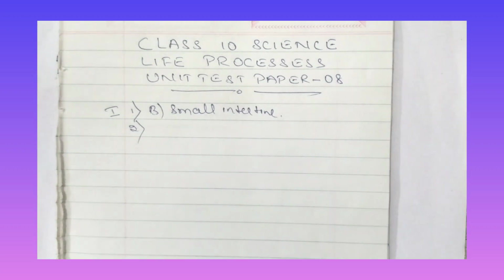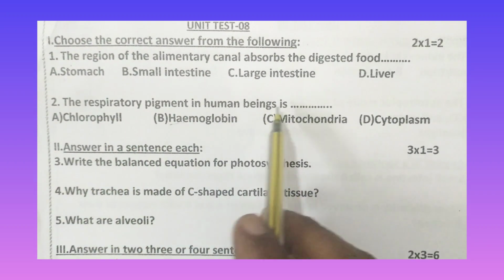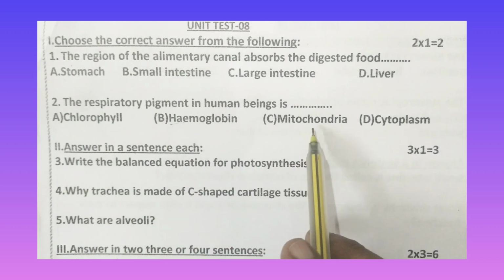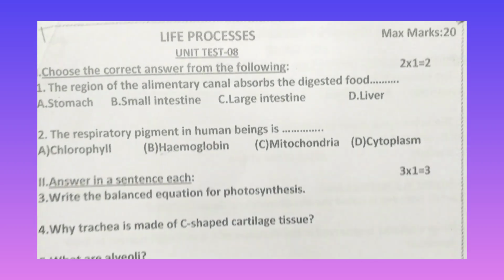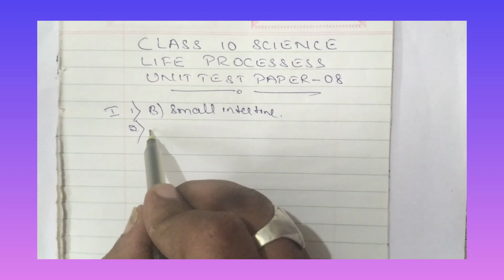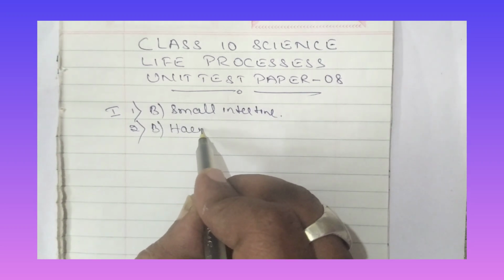Then the second question is: the respiratory pigment in human beings is chlorophyll, hemoglobin, mitochondria, cytoplasm. So the respiratory pigment is hemoglobin. So it is option B, hemoglobin.